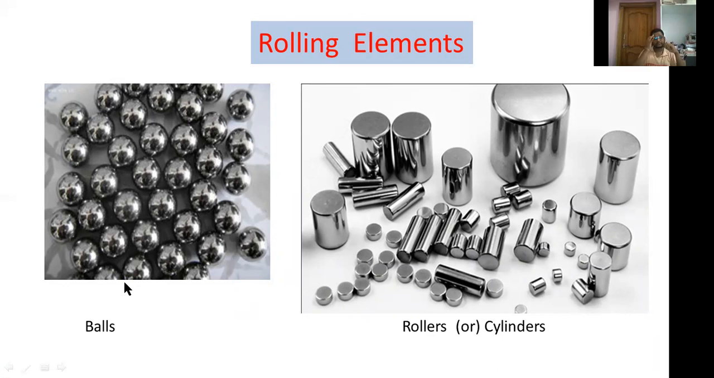Here these balls are in sphere shape. These rollers are in cylindrical shape or in spherical shape. These are the different shapes of rollers or cylinders.